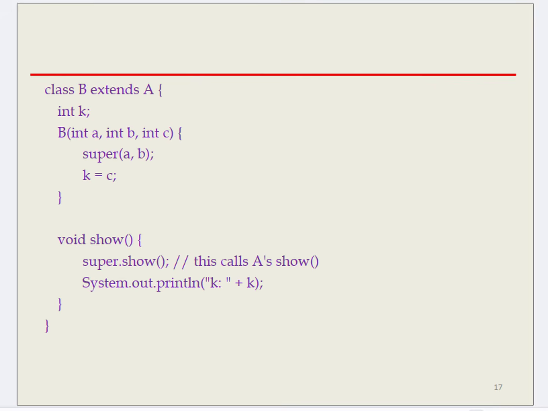Class B extends A, int k, B(int a, int b, int c), super(a, b), k = c, void show(), super.show(), this calls A's show, System.out.println("k: " + k).